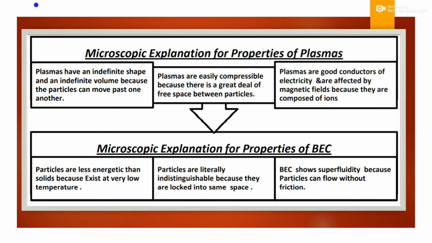Then macroscopic explanation for properties of Bose-Einstein condensate. Particles are less energetic than solids because they exist at very low temperature. Particles are indistinguishable because they are locked into the same space. And Bose-Einstein condensate shows superfluidity because particles can flow without friction. That is called superfluidity.